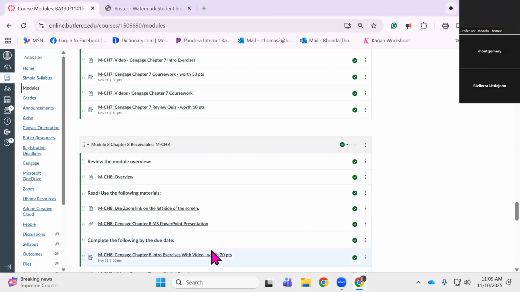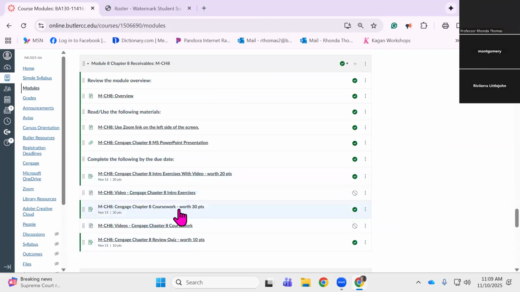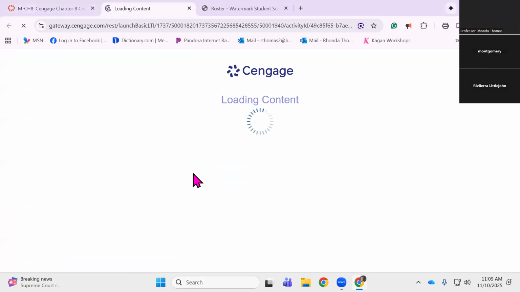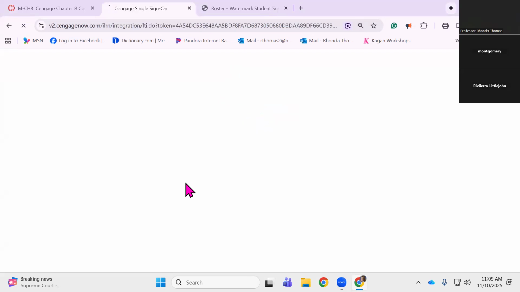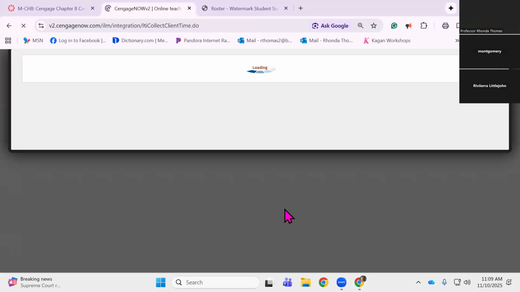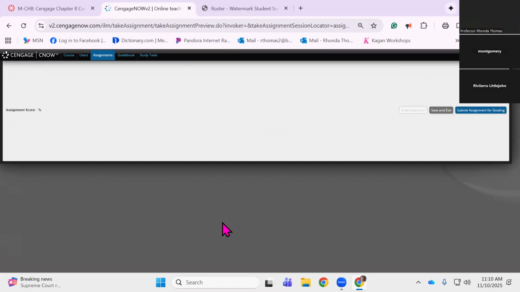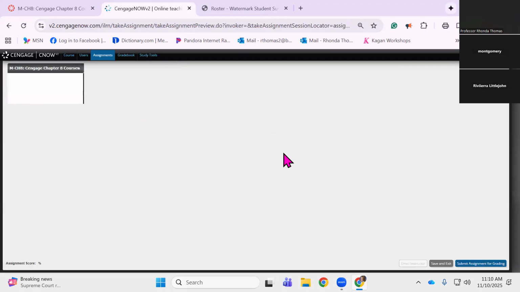Okay, so Chapter 8 is receivables. Like I said, we're going in depth a little bit more into assets. So this is our third more in-depth study of assets. We started with inventory, cash, and now it's receivables.